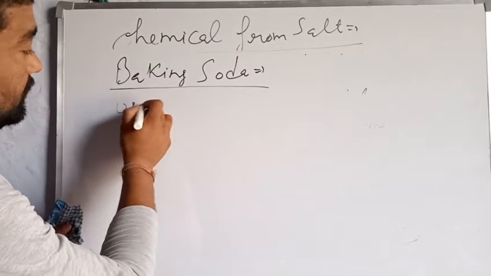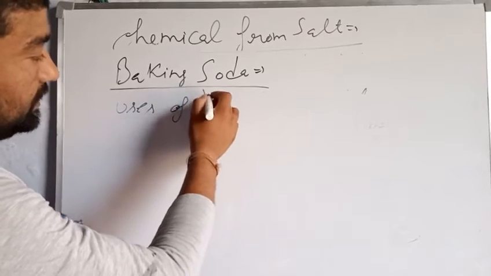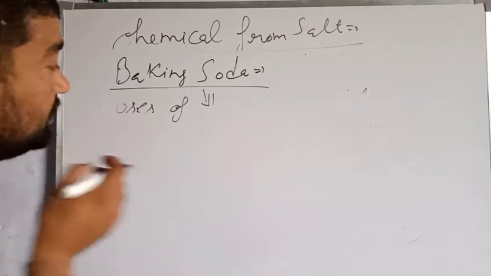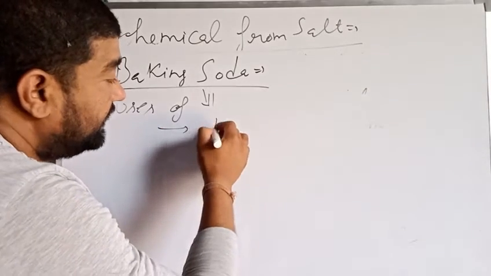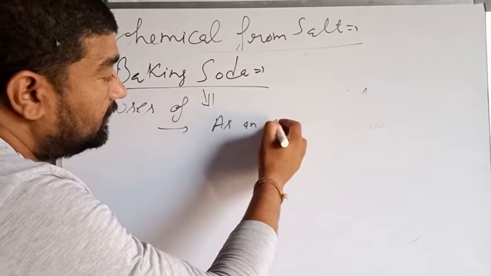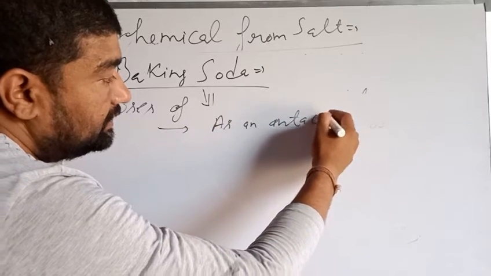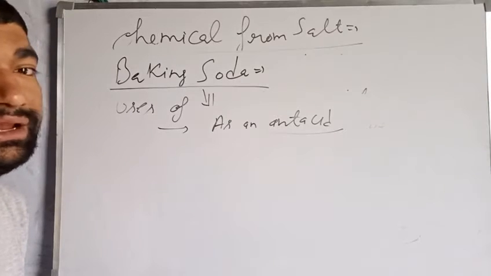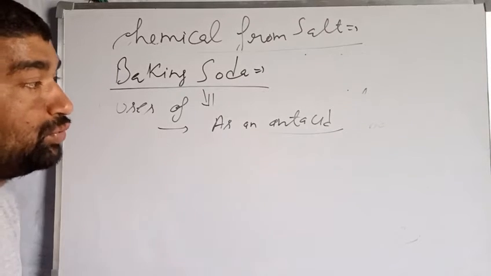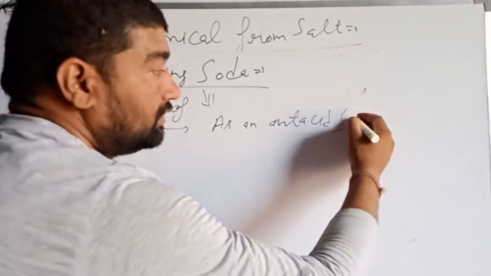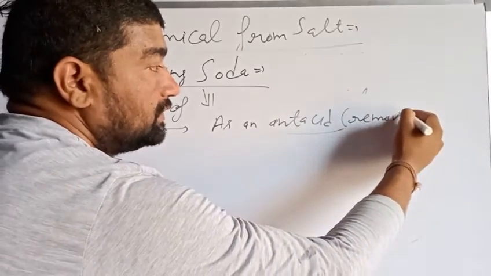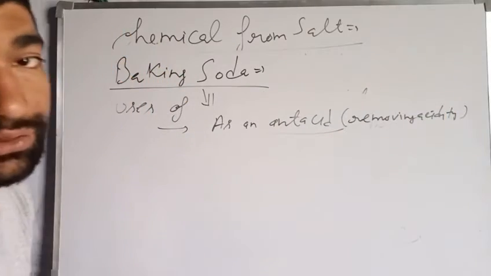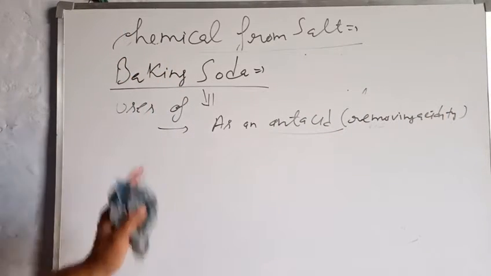Next are the uses of this baking soda. First, it is used as an antacid. Since it's a base, it can be used as an antacid. That means to remove acidity. What does it mean? Removing acidity. So to remove the acidity, we use baking soda.